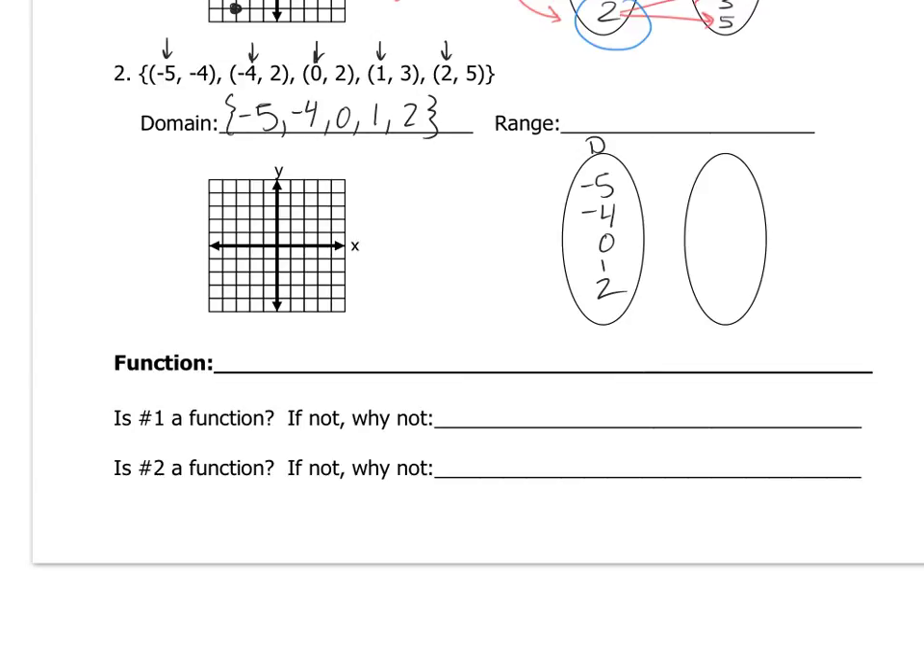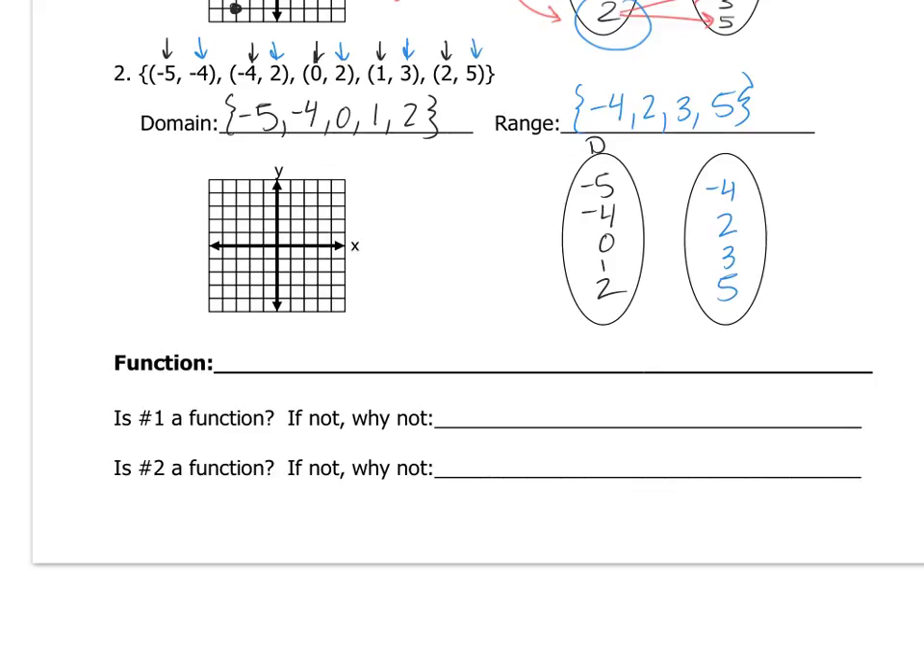Let's do the same thing for range. My range would be -4, 2. I don't want to say that 2 again. I've already listed it. Then 3, then 5. So the set of -4, 2, 3, and 5. Again, please don't list the 2 twice. -4, 2, 3, and 5.